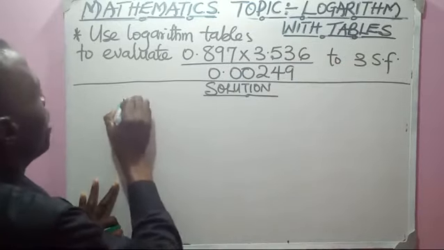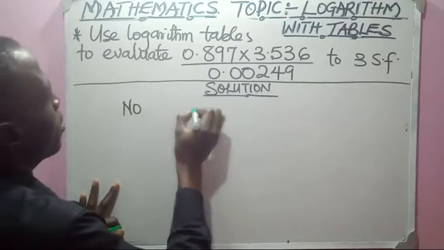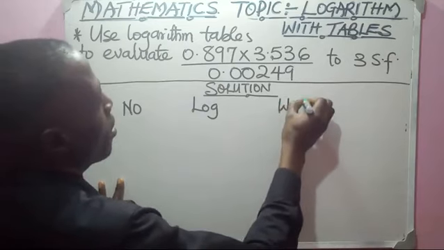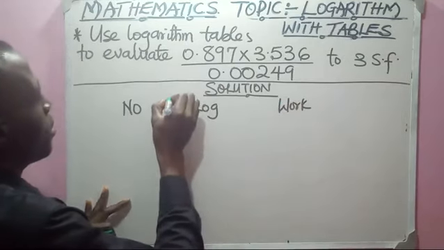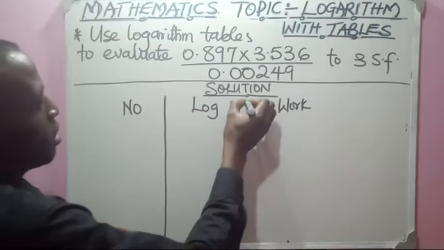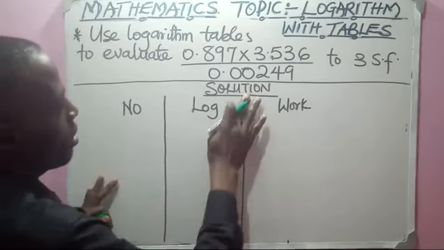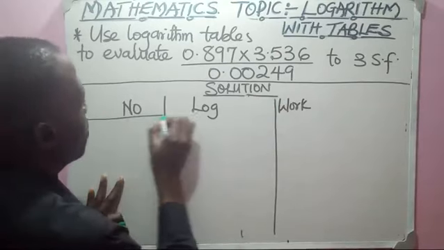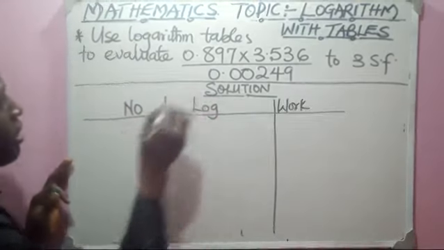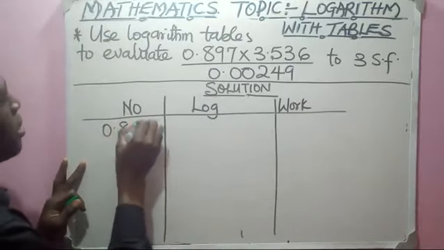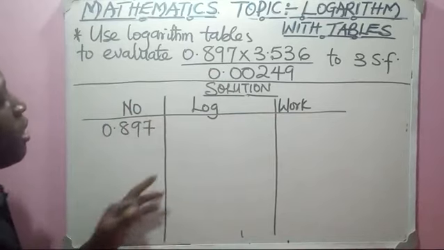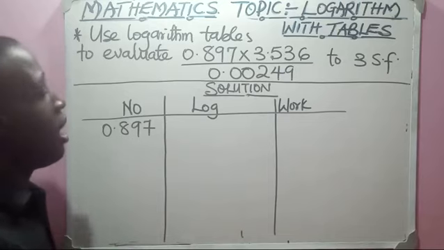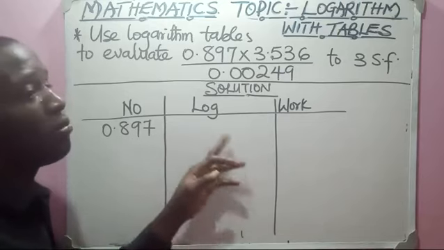What I will do, I'll put my number, logarithm, then work. So let's just take them down like this. Here I have 0.897. Under logarithm, I'll be having my characteristic and my mantissa.